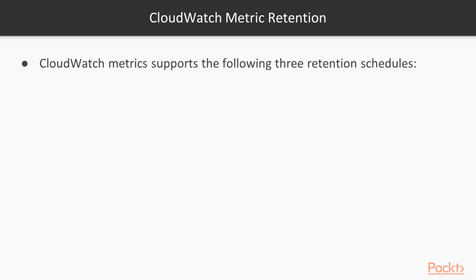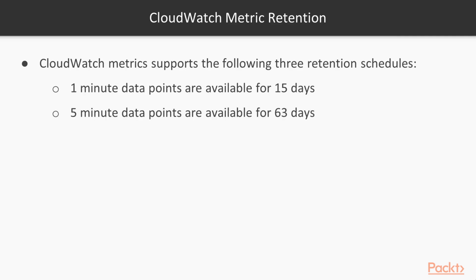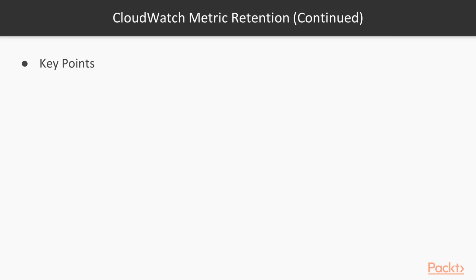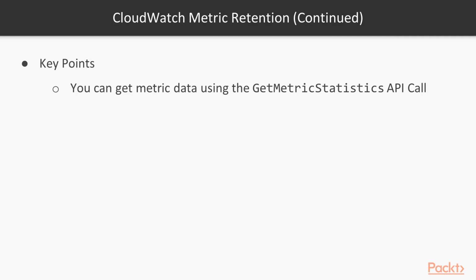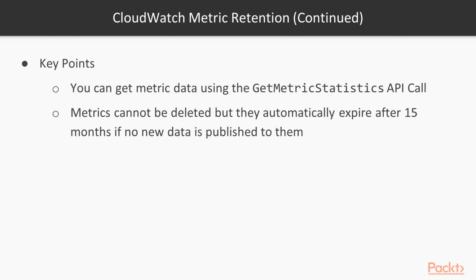Okay, let's take a look at CloudWatch metric retention. Now, CloudWatch metric supports the following three retention schedules. We have 1-minute data points, which are available for 15 days, 5-minute data points available for 63 days, and 1-hour data points available for 455 days. Now, a couple of key points to note here. You can get metric data using the Get Metric Statistics API call, and metrics cannot be deleted, but they automatically expire after 15 months if no new data is published to them.